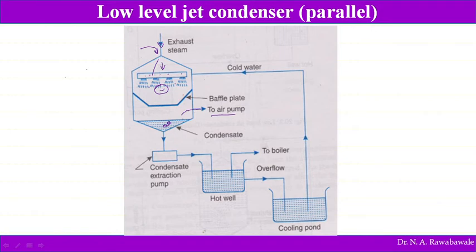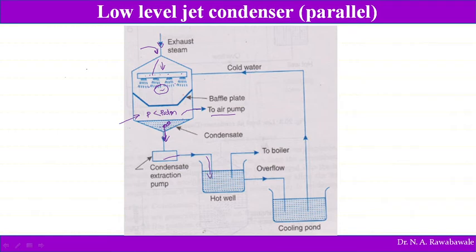This condensate which is collected has to be extracted by using a pump. As this is a low level condenser, this water does not come out from the condenser by itself. The pressure P is less than atmospheric pressure. As the inner pressure is lower, the condensate does not come out automatically, so we need to pull it. So an extraction pump is used to suck this condensate, and it is brought into the hot well.